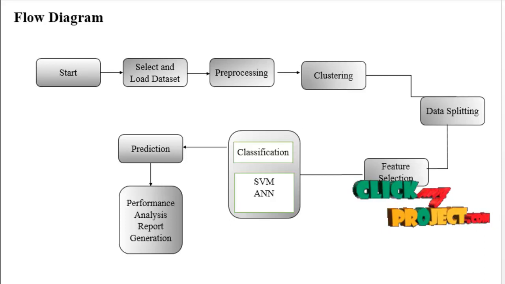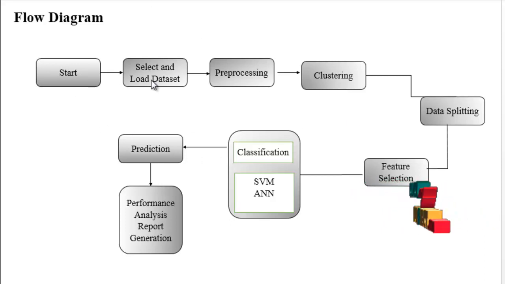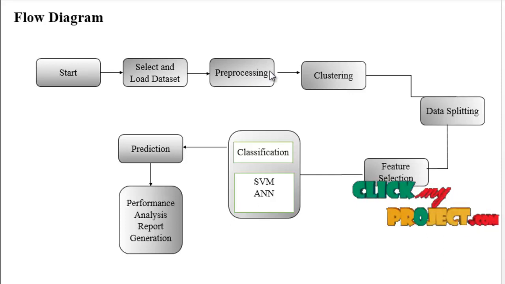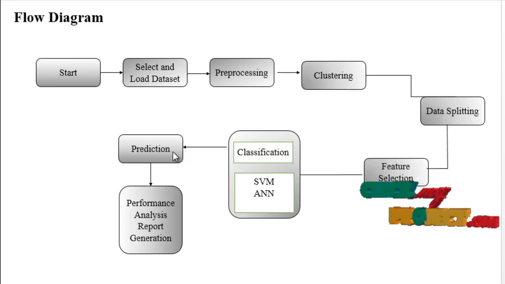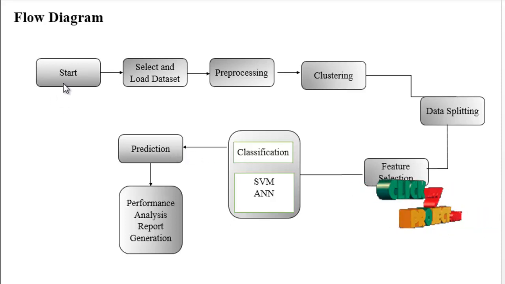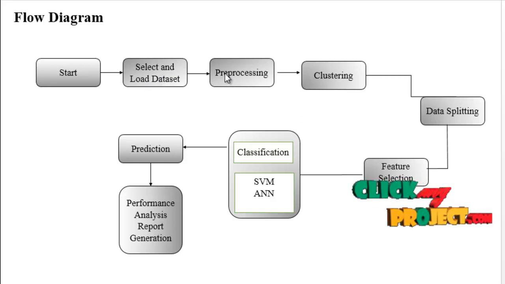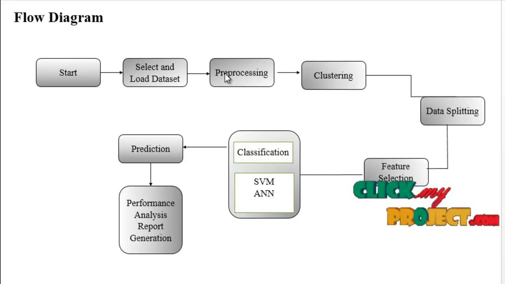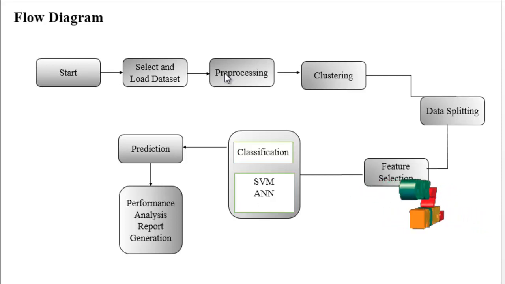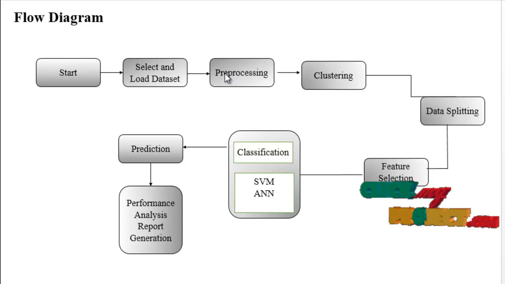Okay, next, flow diagram. This is our project flow. Start, select and load dataset, pre-processing, clustering, data splitting, feature selection, classification, and then prediction. First, start our program. Next, select and load the IoT botnet detection dataset. Next, pre-processing. Pre-processing is cleaning the data set and checking null values. If you have any null values, replace them with zero values and change categorical values to numerical values.